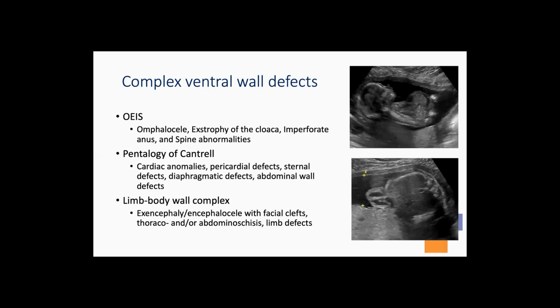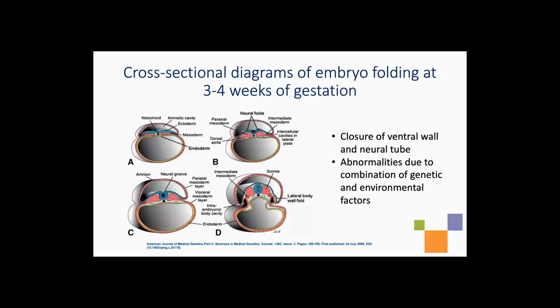And then finally, I want to just mention some of the more complex ventral wall defects, including OEIS sequence, which again is omphalocele, cloacal exstrophy, imperforate anus, and spine abnormalities; pentalogy of Cantrell, which includes cardiac anomalies, pericardial defects, sternal defects, diaphragmatic defects, and abdominal wall defects; and then limb body wall complex, which includes exencephaly and encephalocele with facial clefts, thoraco and or abdominoschisis, and limb defects. So again, a fair amount of overlap of these disorders.